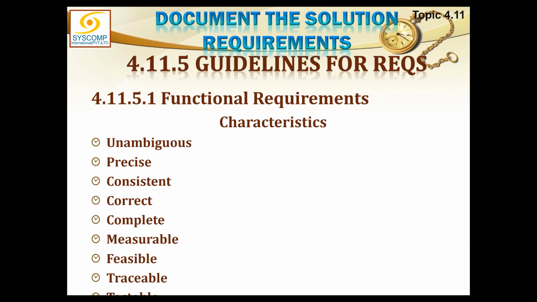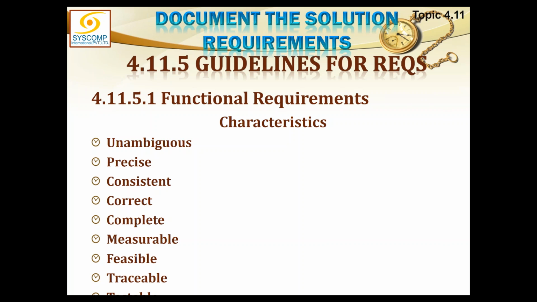The requirement should be correct. Maybe the English is correct, but the statement is not correct. It is undoable. It should be complete. It should not leave things in the middle and not define certain things. It should define all the items we have talked about. It should be measurable. If I press the button, what does the pressing of the button mean? It could be measured. What is going to come out of it? It should be absolutely tangible or clear.